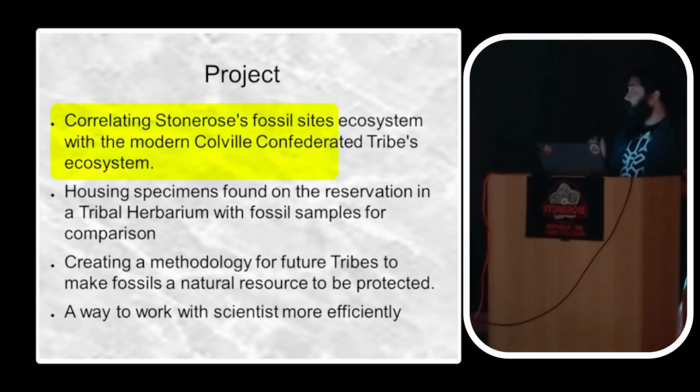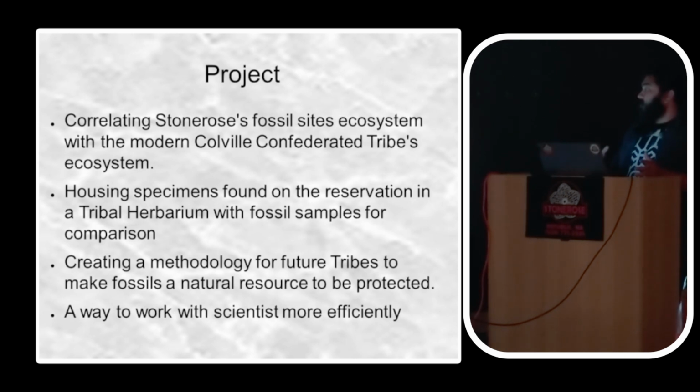So the project is correlating Stonerose's fossil site ecosystem with the modern Confederated Tribes ecosystems in the fauna and the flora. This has technically not been done before in a one-to-one comparison, and the goal is to see what has changed over the past 49 to 52 million years, and to get more information about what we're looking for.